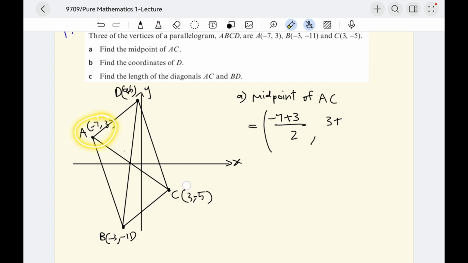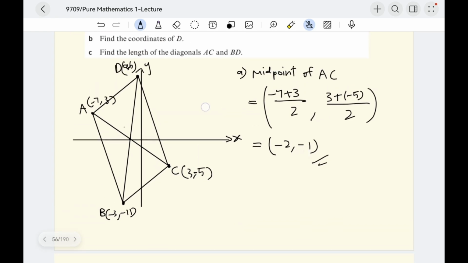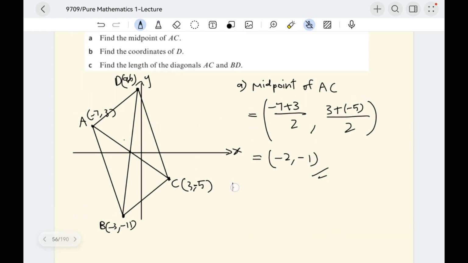So I have (-2, -1). The answer of the midpoint of AC is (-2, -1). You may verify and see. So now let's move on to part b. Part b wants you to find the coordinates of D.